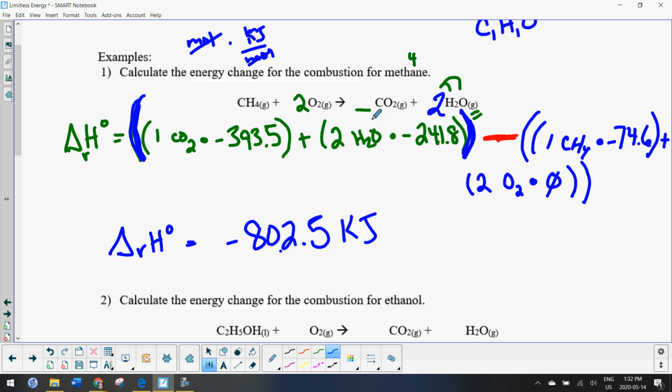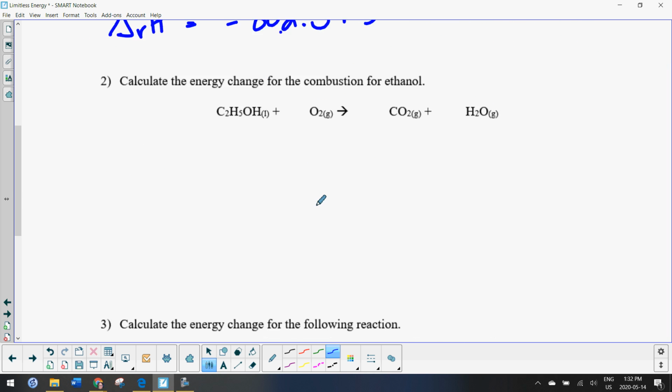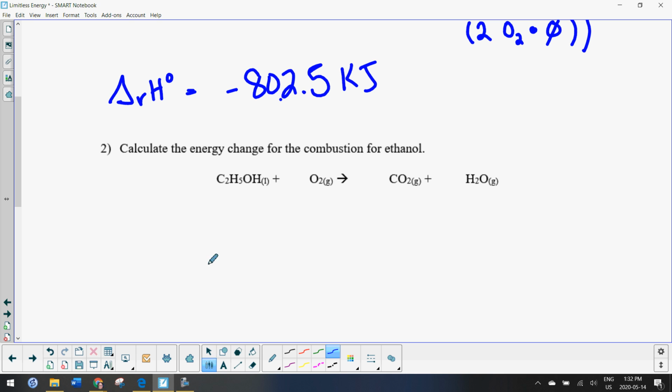Now, when you're doing your calculation, I recognize that not all of you are going to put the 1 times negative 393.5 because you know that 1 times this is just this, and that's fine. Okay? You might also know that 2 times 0 is a 0, so you might not even put it in, and that's fine. Okay. I'm going to do one more with you, and then I want you to try 3 on your own. Okay? So it says calculate the energy change for the combustion of ethanol.